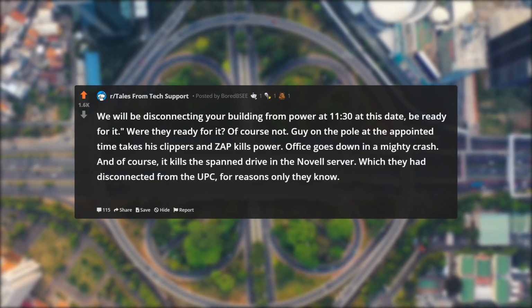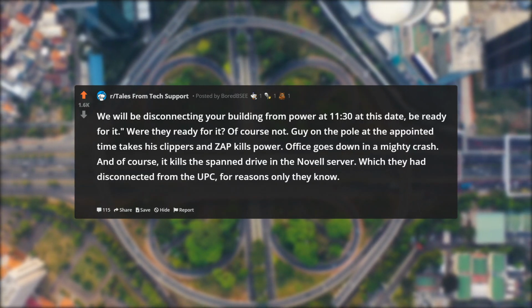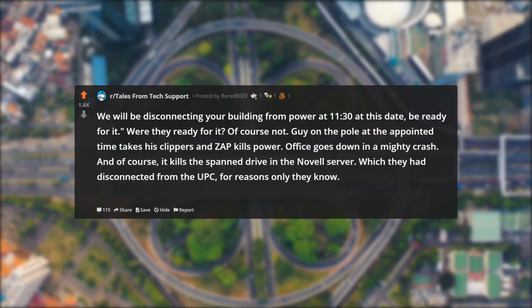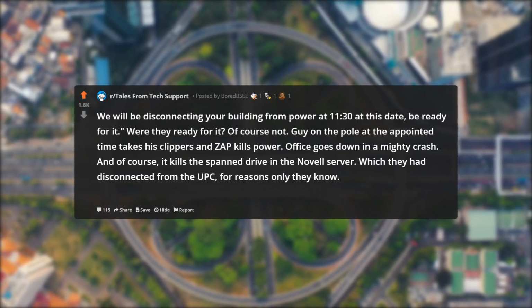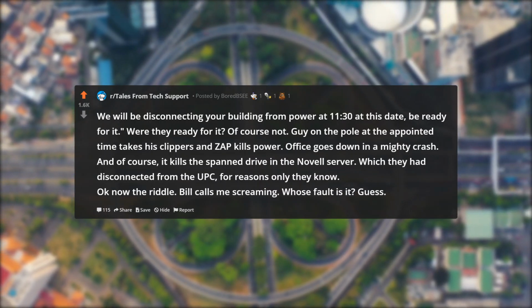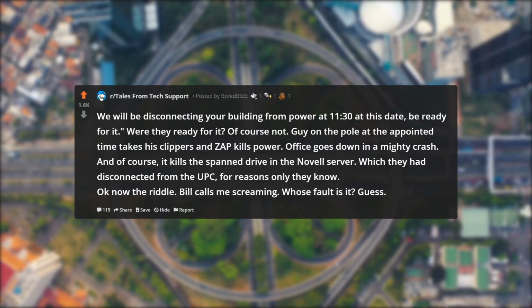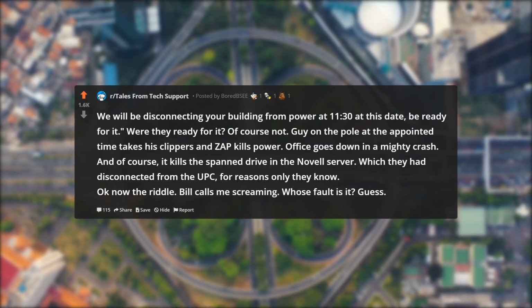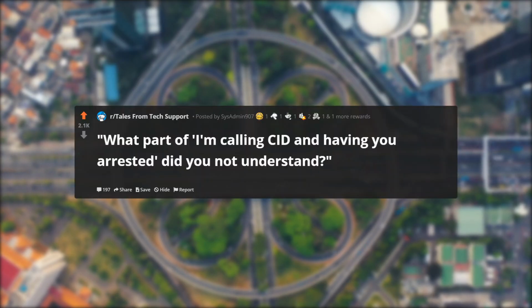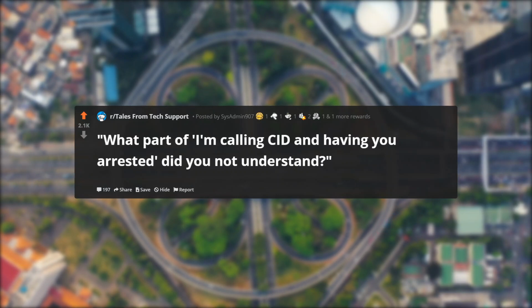And of course, it kills the span drive and the Novell server, which they had disconnected from the UPS for reasons only they know. Okay, now the riddle. Bill calls me screaming. Whose fault is it? Guess. What part of "I'm calling CID and having you arrested" did you not understand?